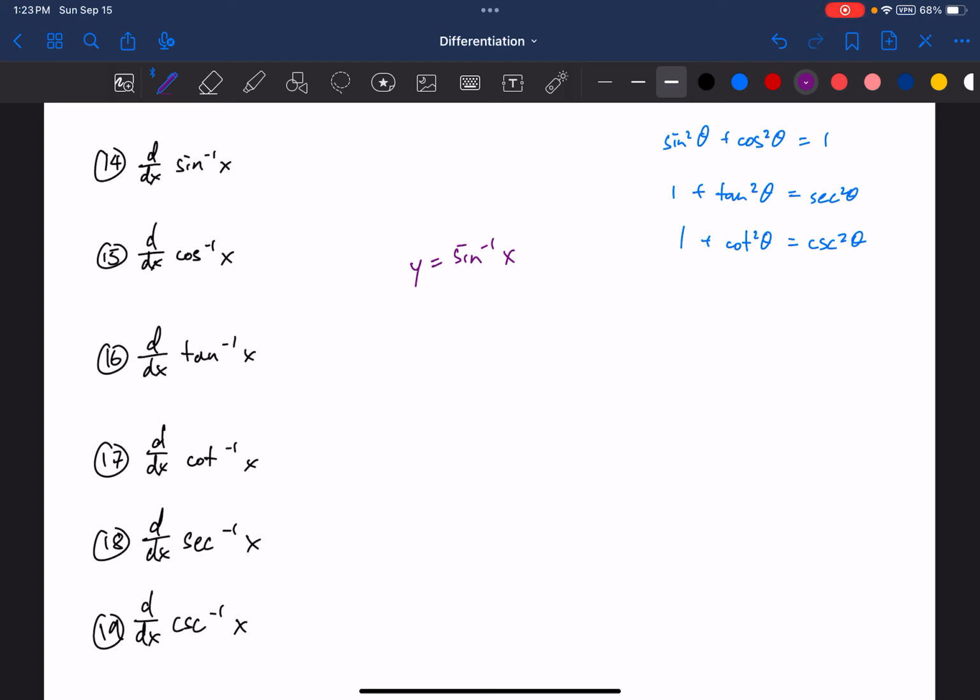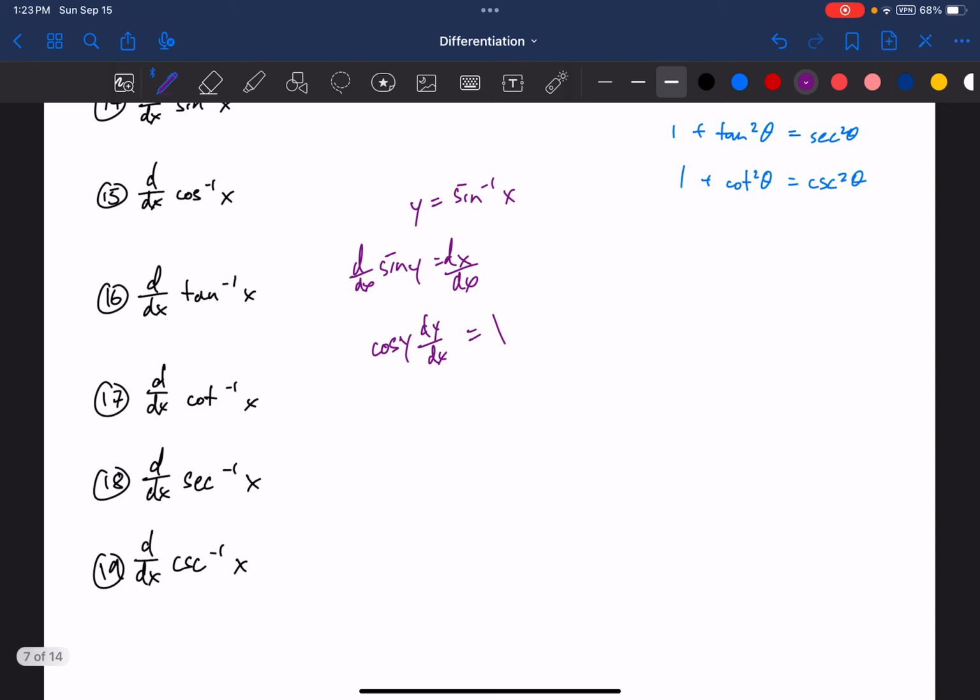So if you remember, a function and an inverse function, they cancel. Since we don't know how to differentiate this, but we know how to differentiate sine, I will just take sine on both sides. And this will become x. I differentiate both sides. This will become cosine y dy dx. This will become 1. And then I isolate dy dx. It will become 1 over cosine y.